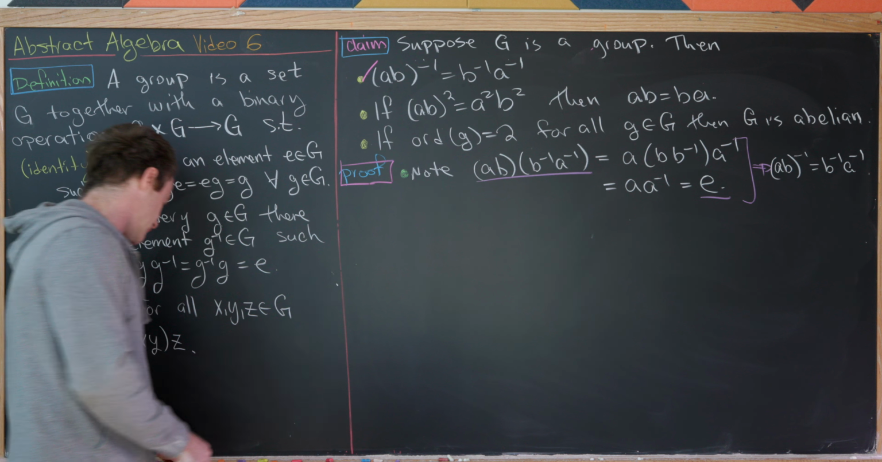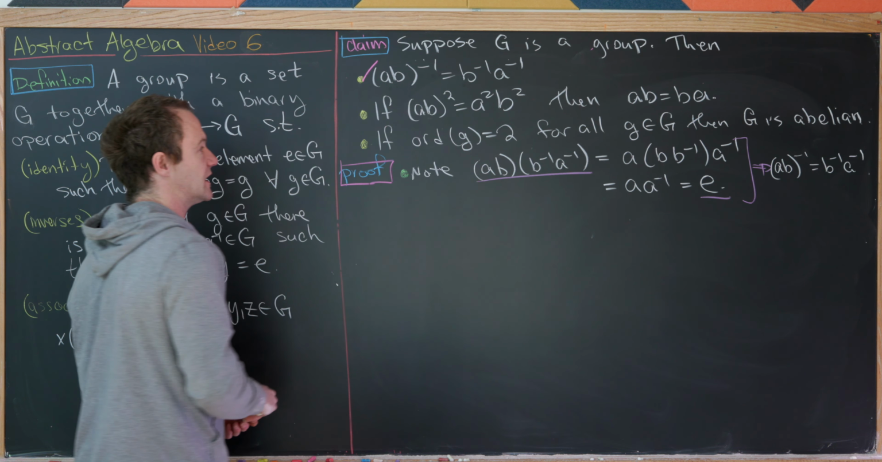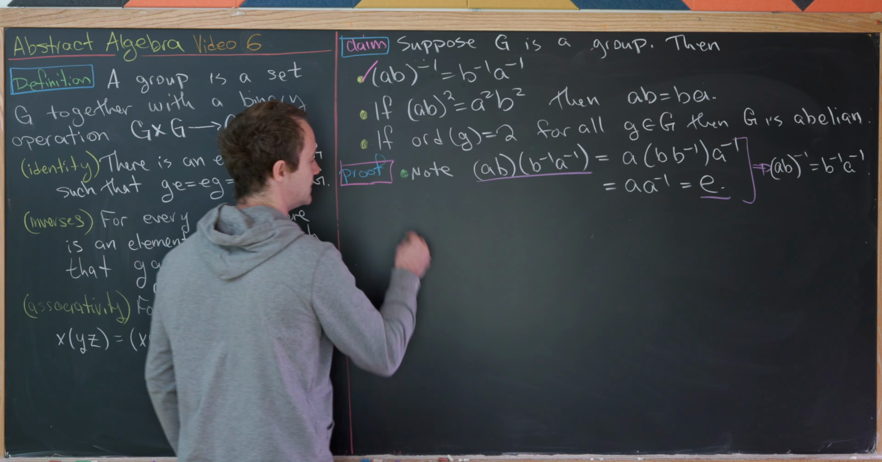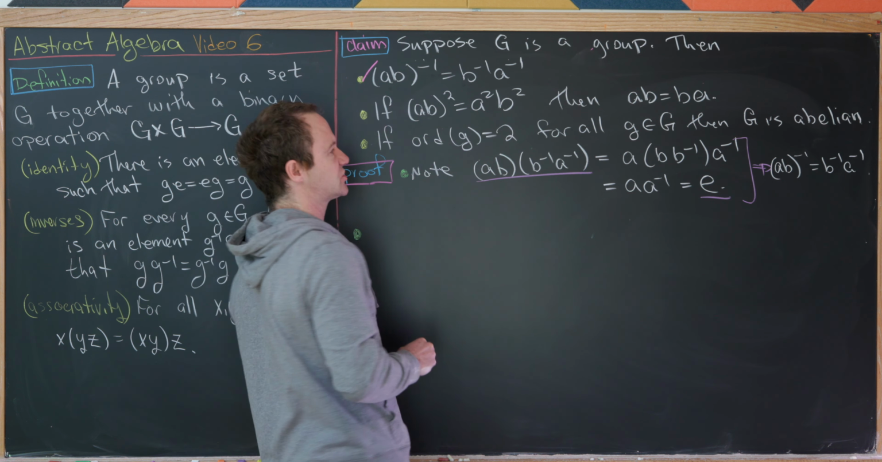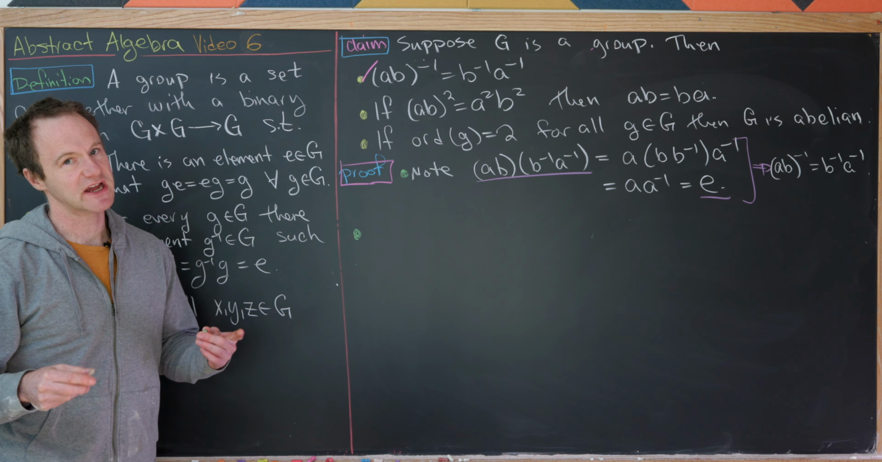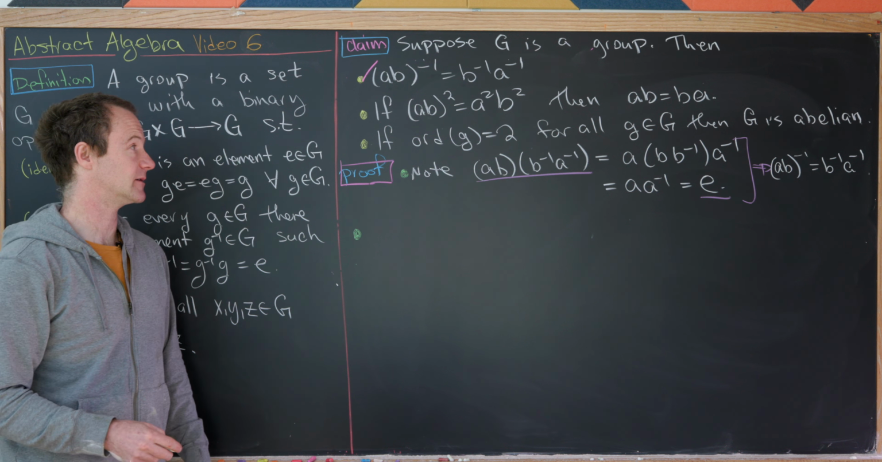The next result will prove that if A times B quantity squared equals A squared times B squared, then AB is in fact equal to BA. So in other words, if we have this condition on those two elements, then those two elements commute, which in general they don't, as we've seen with a bunch of examples of groups already.